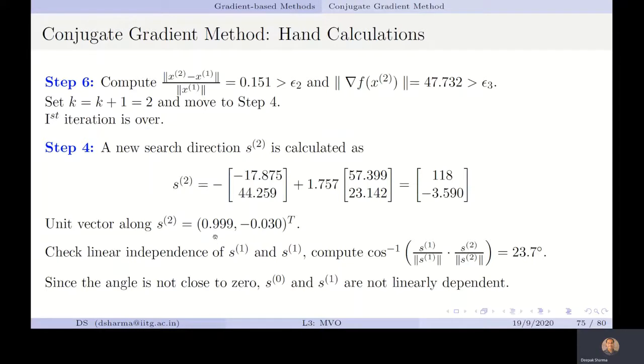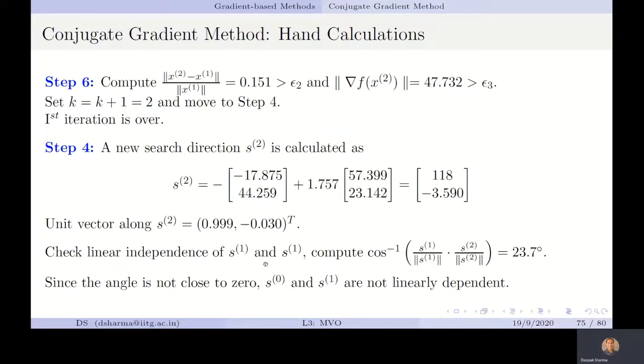Now there are two differences you can see here. When I'm finding the value of S2, we are putting the values of the vector as it is. So here we are not including the unit vector S1. You can see 57.399, 23.142. Similarly, the gradient of the function. But the unit vector we are calculating here, it's only because we want to first find the angle, and second, we want to perform a unidirectional search.